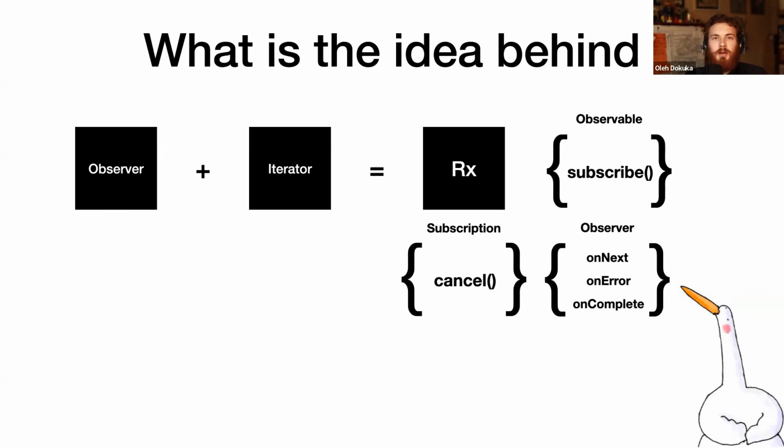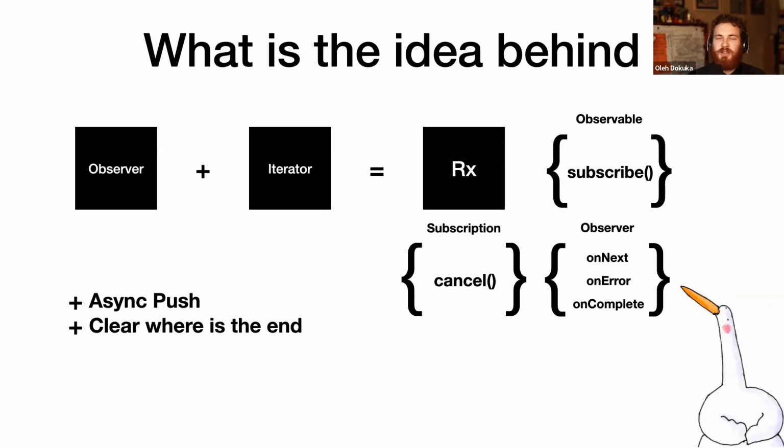Finally, we got a subscription, as a communication bridge between observable and observer. So the observer can easily use the subscription to indicate to the observable that it's not ready to consume more data, or that the observable has to stop producing data. And this combination brought efficiency and performance. It brought understanding of where the end of your data stream is, and it gave the observer the ability to unsubscribe.